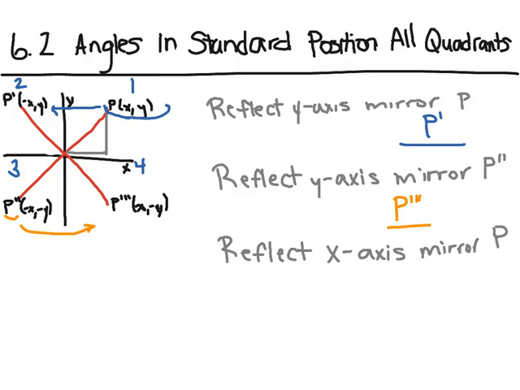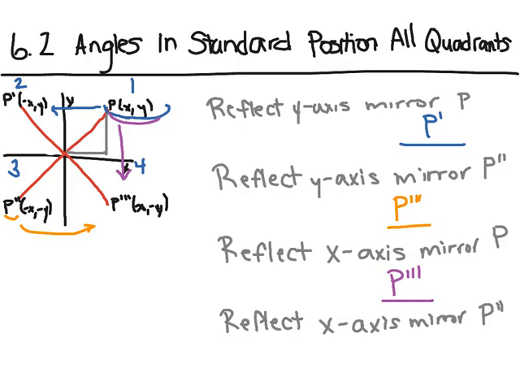If we were reflecting on the x-axis and our point was P, so this point across the x-axis, our mirror image would be P triple prime. And if we were reflecting on the x-axis, mirroring the point P double prime across the x-axis, our mirror image would be P prime.